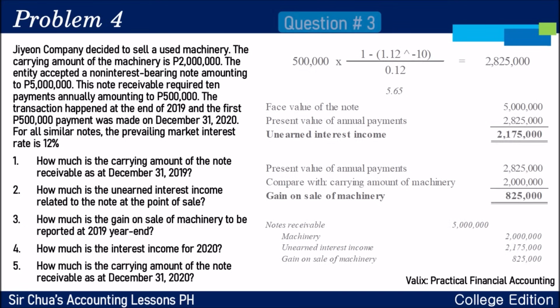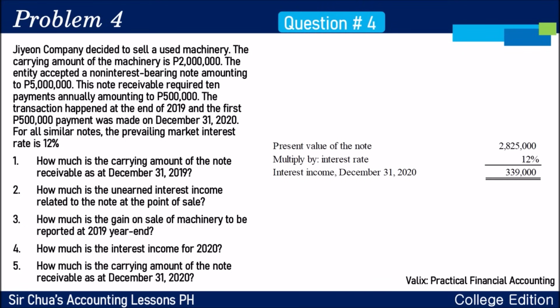Now, for question number 4, after 1 year, magkano na yung interest income? O, di ganito lang. If the present value of the note is 2,825,000, we simply multiply it to the interest rate of 12%. The interest income after 1 year na dumaan is 339,000.